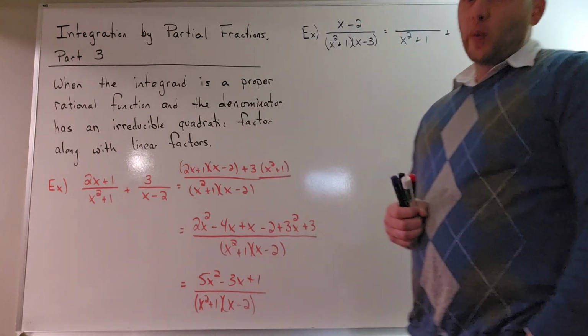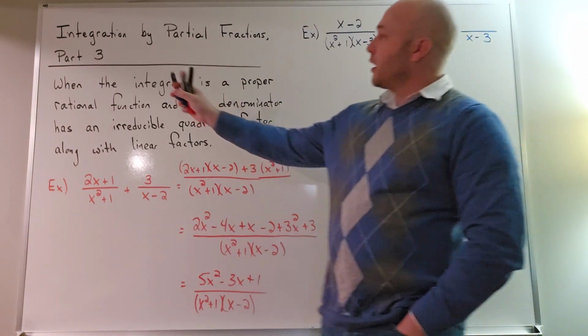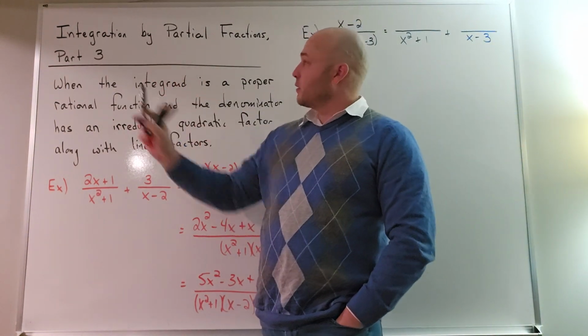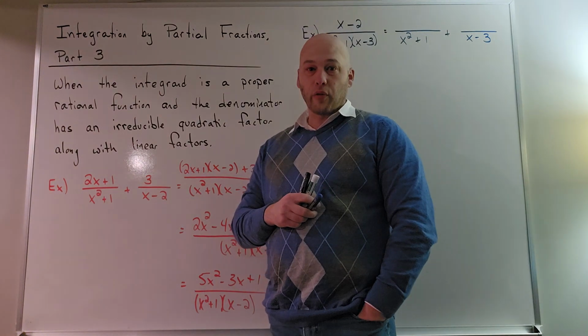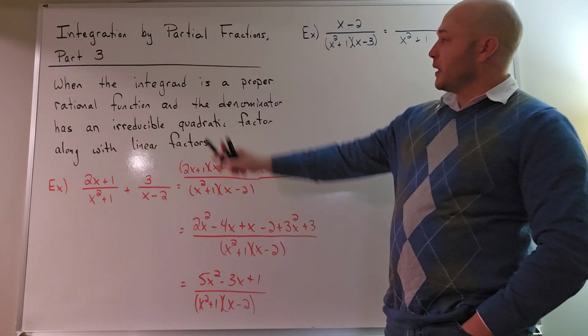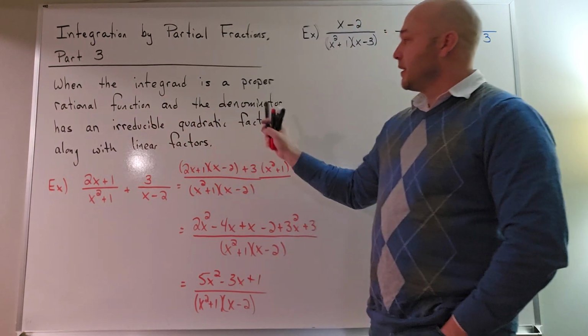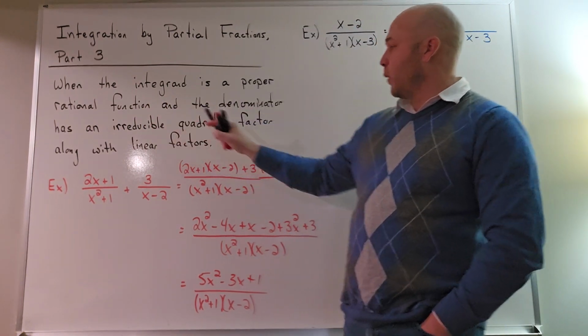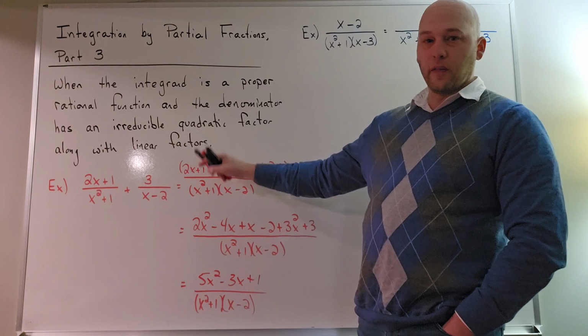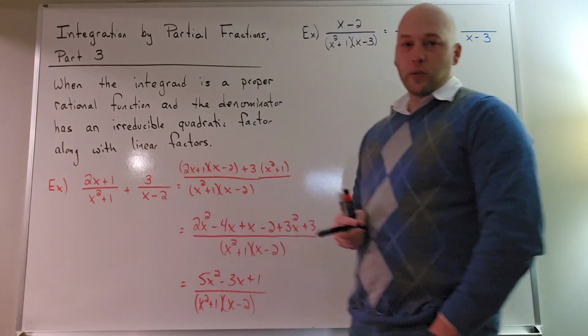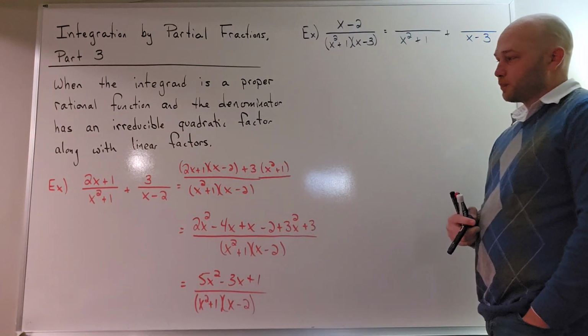In this current video, what I want to do is continue the discussion on integration by partial fractions. So this is integration by partial fractions, part 3. What we're going to look at is when the integrand is a proper rational function and the denominator has an irreducible quadratic factor along with linear factors. I'll explain what irreducible quadratic means here in a second.